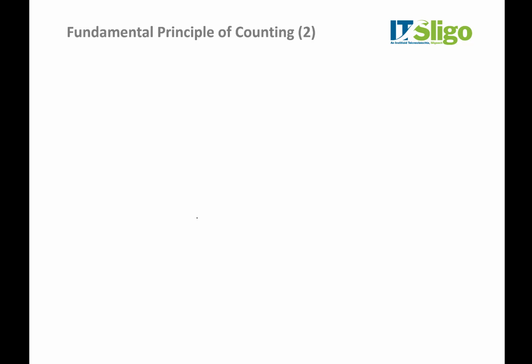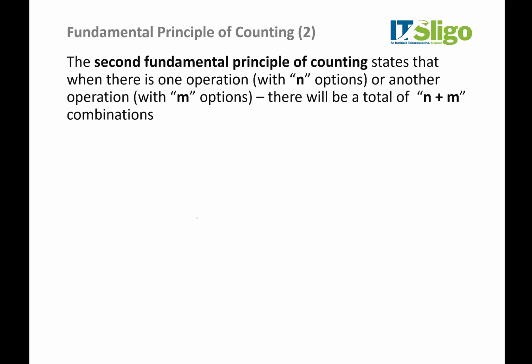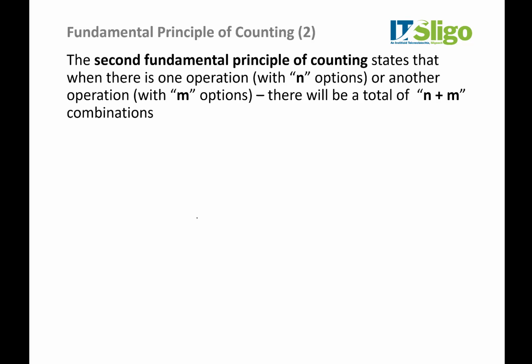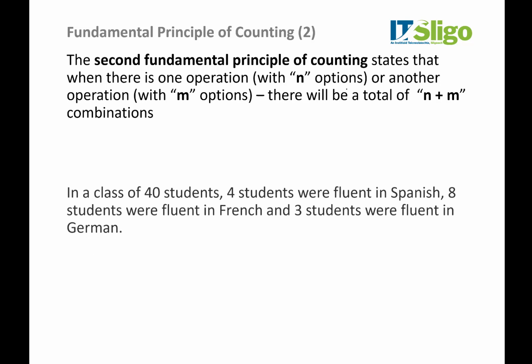The second fundamental principle of counting nearly seems too obvious that it doesn't need stating, but it kind of does. So again, we have n and m options, but in this case, we're looking for n or m. If you see the word or, we add the number of options. So we take a look at an example.